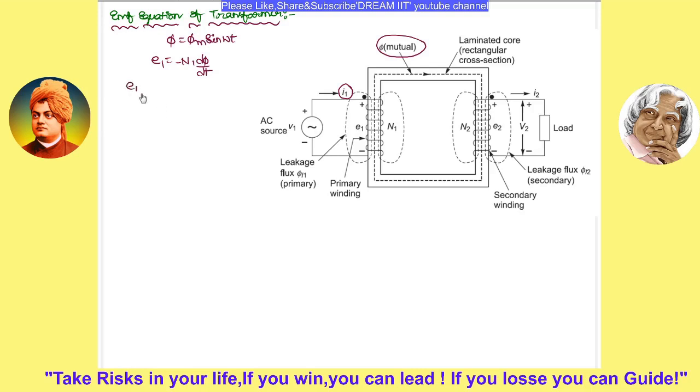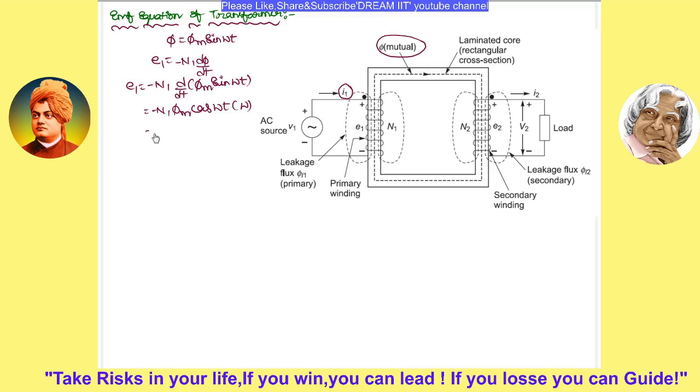So what we can write? E1 is equal to minus N1 into d by dt of phi, where phi is equal to phi max sin omega t. What is the differentiation of this? Phi m is a constant, we can take it out. And what is the differentiation of sin omega t? We can take it as cos omega t into omega.